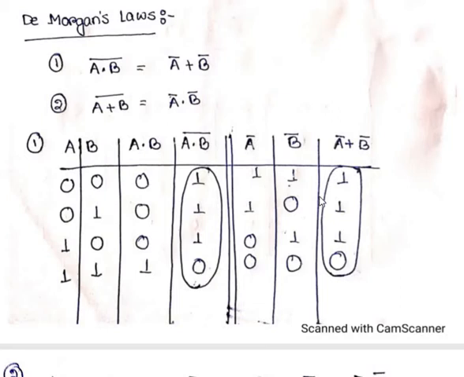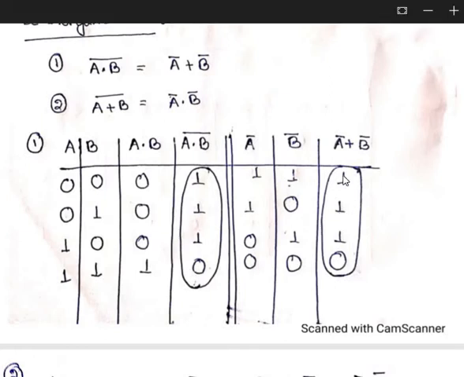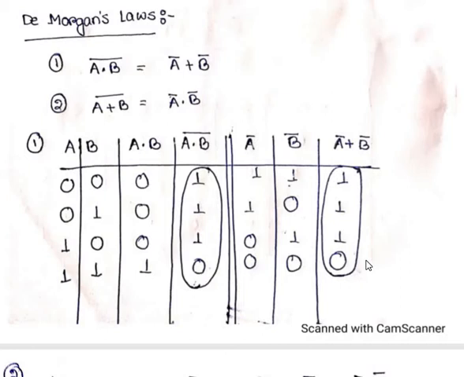So 1 plus 1 will give you output 1. 1 plus 0 will give you the output 1. 0 plus 1 will give you the output 1. And 0 plus 0 will give you the output 0. Now you check, the left hand side is giving the output 1 1 1 0 and the right hand side is also giving the output 1 1 1 0. So both the left hand side and right hand side are the same. So I can conclude that De Morgan's law first equation is proved.